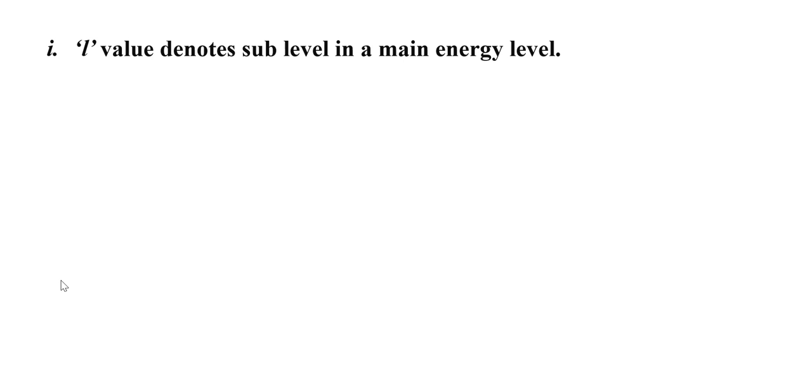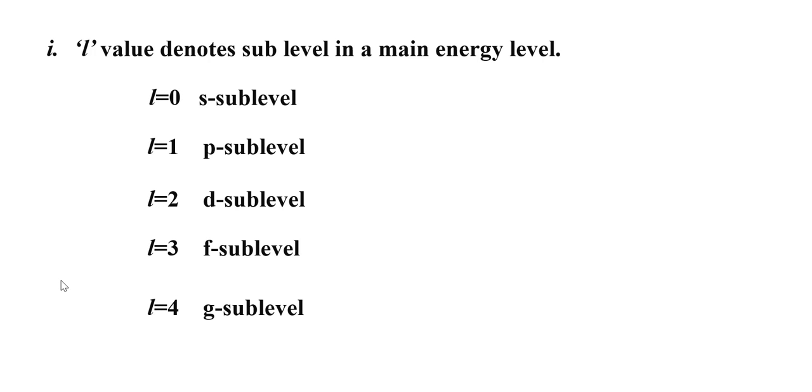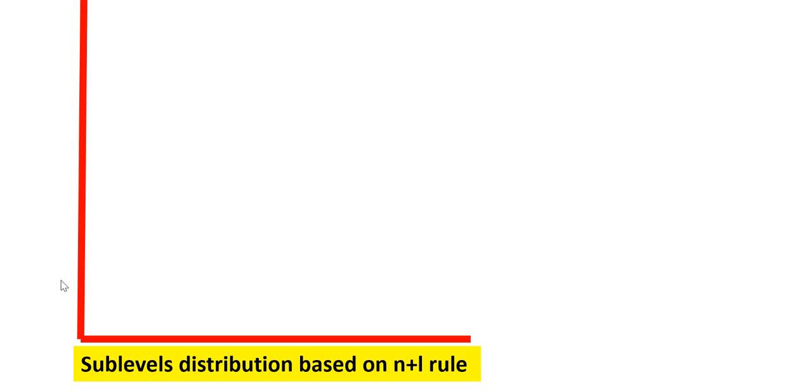L values denote the sub-level in the main energy levels. L equal to 0 means S sub-level, L equal to 1 means P, L equal to 2 D, L equal to 3 F, L equal to 4 means G sub-level. L equal to 5 means H, like this. Now, sub-level distribution is based on the N plus L rule. These are the sub-levels S, P, D, F, and they depend on the N plus L value, by which the energy levels are increasing. So n equal to 2 will have more energy than n equal to 1.